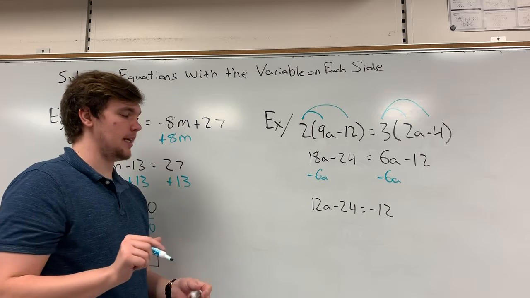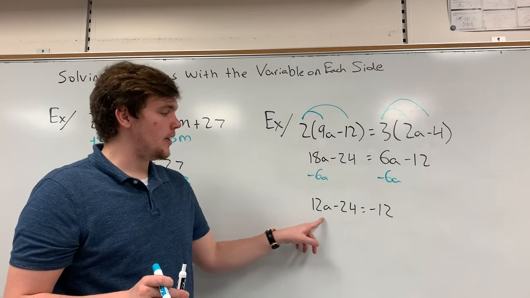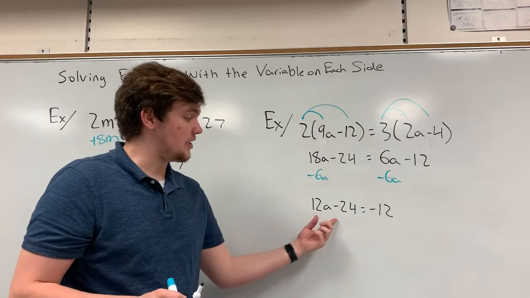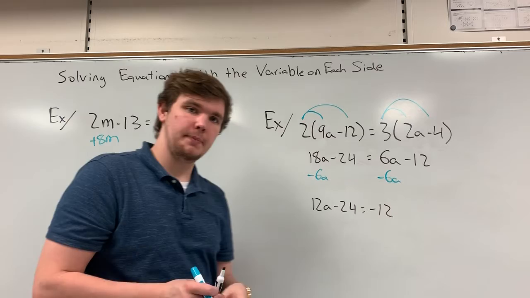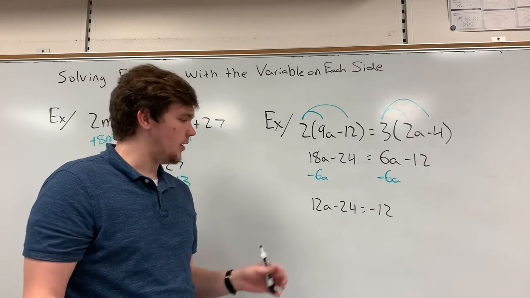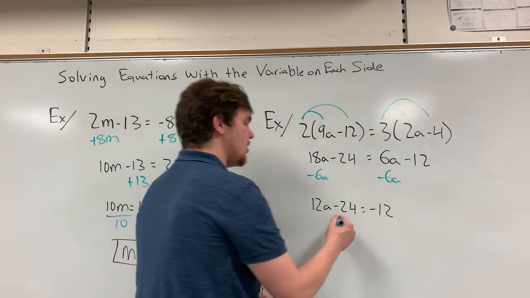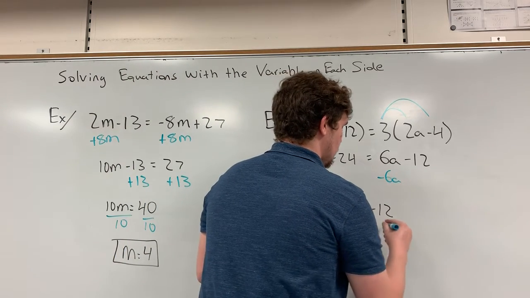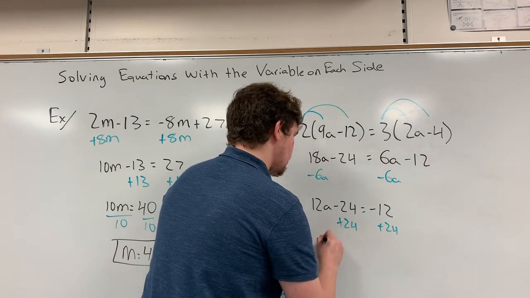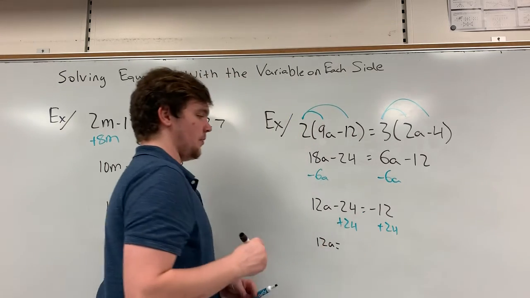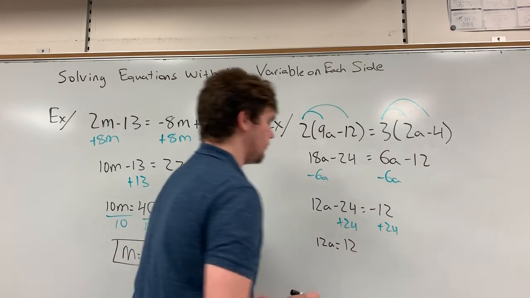Okay, now I have two more steps. I either need to worry about this 12a or I need to worry about the minus 24. I'm going to move that minus 24 over there because it's easier to move the addition before I worry about the multiplication. Okay, so let's add 24 to both sides. When I do that, I get 12a equals negative 12 plus 24 is positive 12.